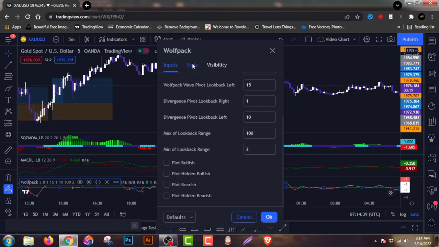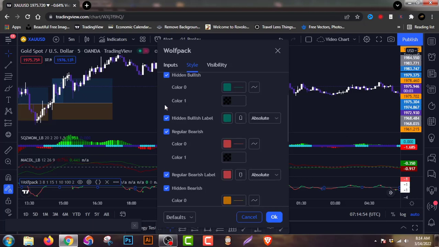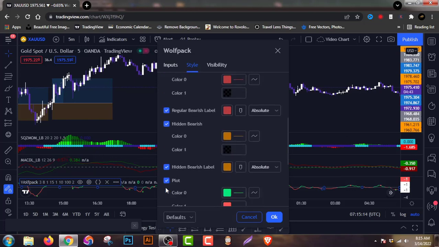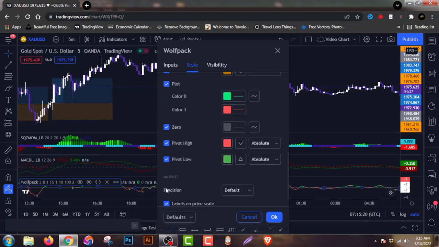And under style also, these are the settings you have there. This bullish label, you can turn that off. You see these two, they are arrows. You can turn those arrows off if you don't need them. You can just turn them off like that. You don't need them. All right, but this is how this particular Wolfpack indicator's settings are. So you can set them just like that, and we'll go forward from there.